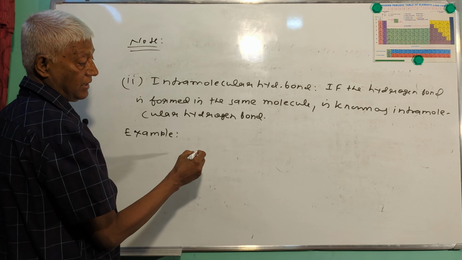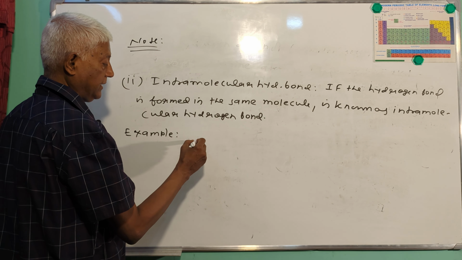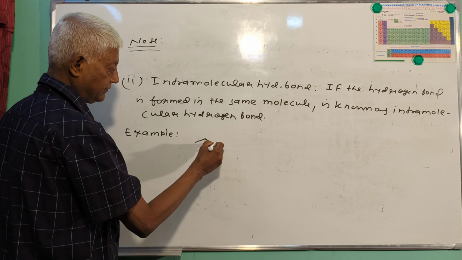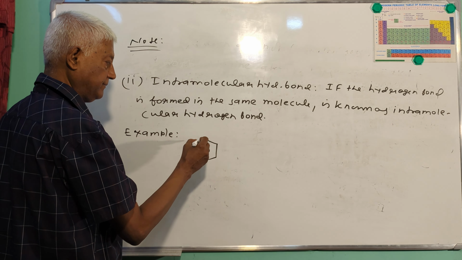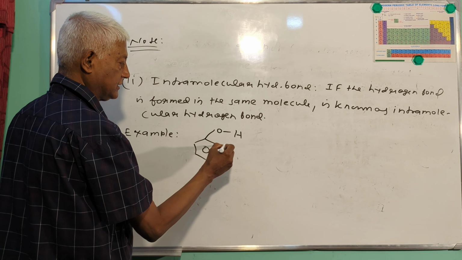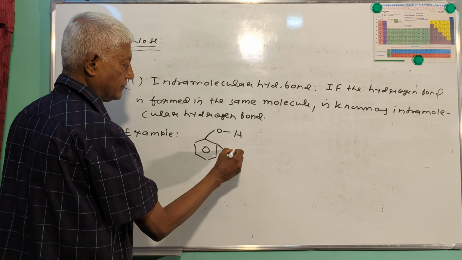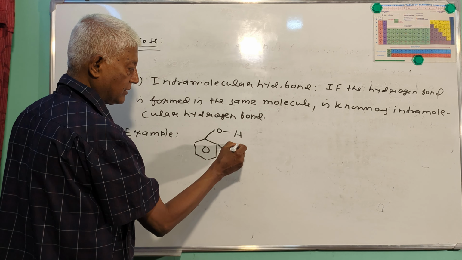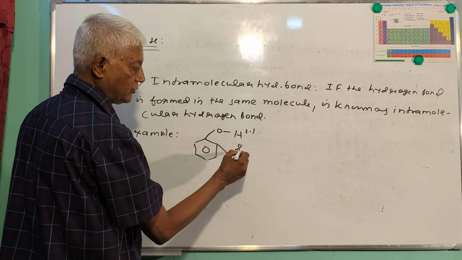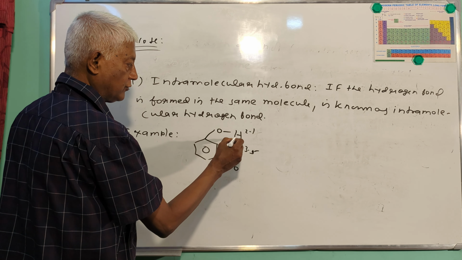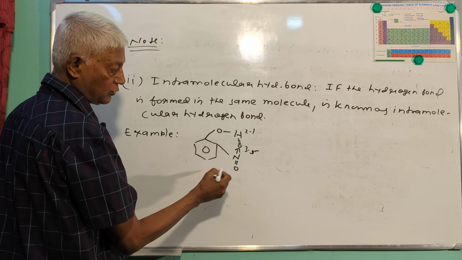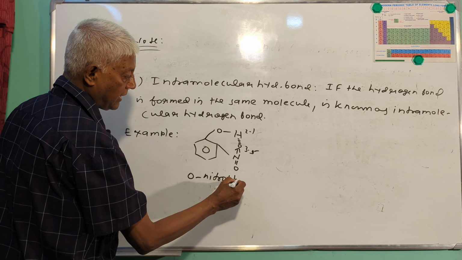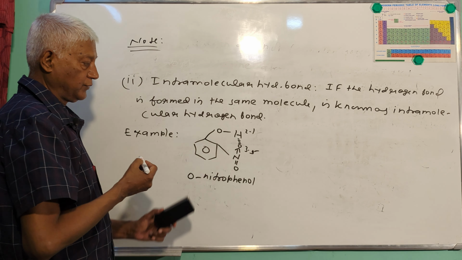We have heard the name of what you see, that is benzene. That is benzene, and that is OH. That is a nitro group. So what do you see? Oxygen, you know, 3.5, and hydrogen 2.1. So intramolecule, same molecule. And what is the name of this compound? Orthonitrophenol, same molecule.